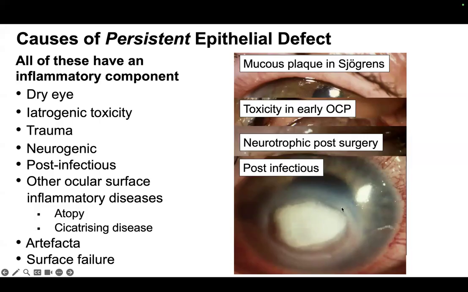ulcer to heal. And you can see the edges are slightly rolled, so it's not the Bowman's layer, the basement membrane for this epithelium has been completely disrupted, and there's no way it's going to heal over this without some assistance.